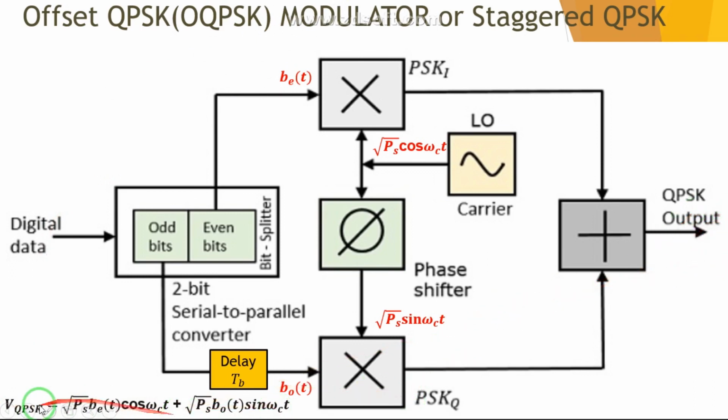V_QPSK(t) is represented as root P_S cos omega_c t into b_e(t), this is e of t, plus, we are going to add root P_S sine omega_c t into b_o(t). So this is also one of the equations of your QPSK signal. Please note down this equation also. This is your QPSK output.